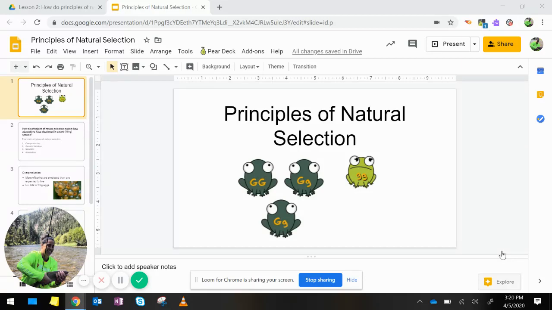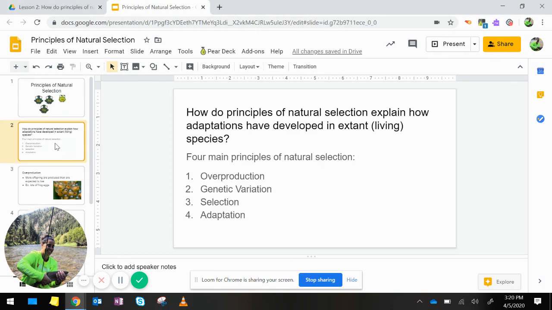Hello, everyone. In this lesson, we're going to be talking about principles of natural selection, and in particular, we're going to look at how principles of natural selection explain how adaptations have developed in extant or living species. There are four main principles of natural selection, and these are the four main ideas you need in order to have it work out.